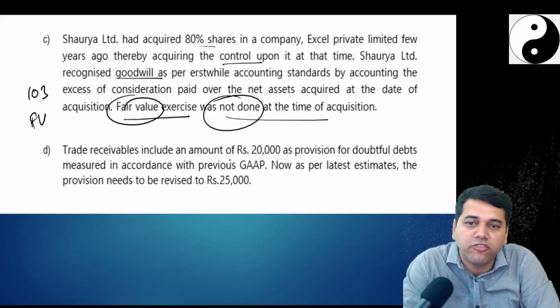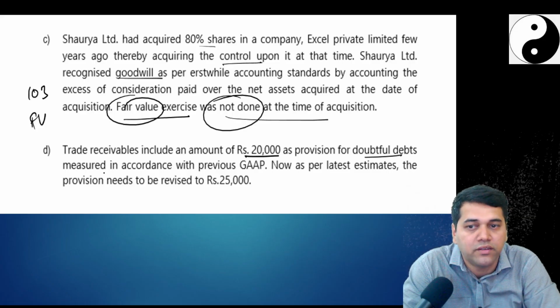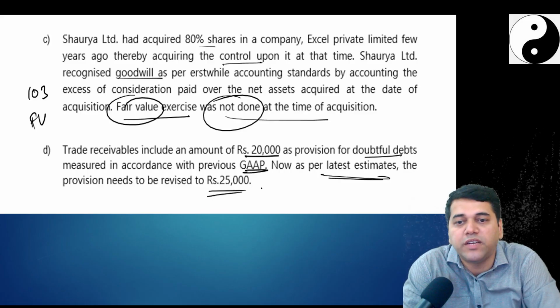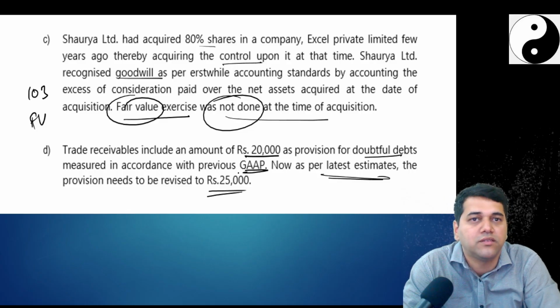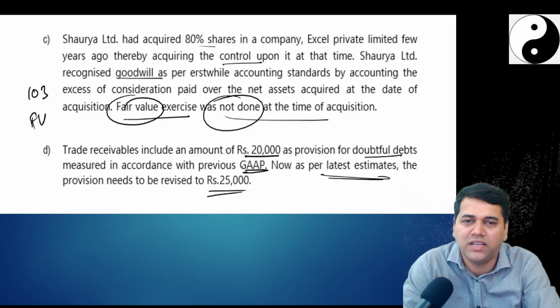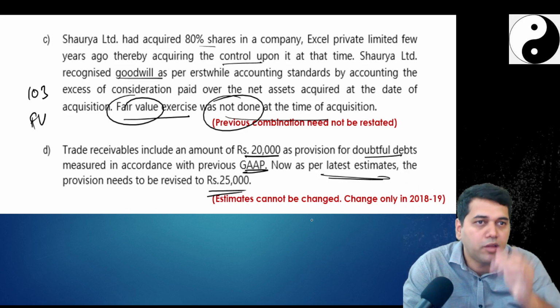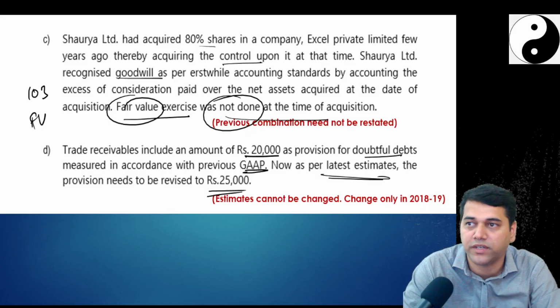Next comes the trade receivable, which includes an amount of 20,000 as a provision for bad and doubtful debts, measured as per previous GAAP. Now as per the latest estimate, it is 25,000. Are you going to change this difference? No, it is a change in estimate. It is applied prospectively. From now onwards, it is going to change, which means the opening retained earnings are not going to be affected.